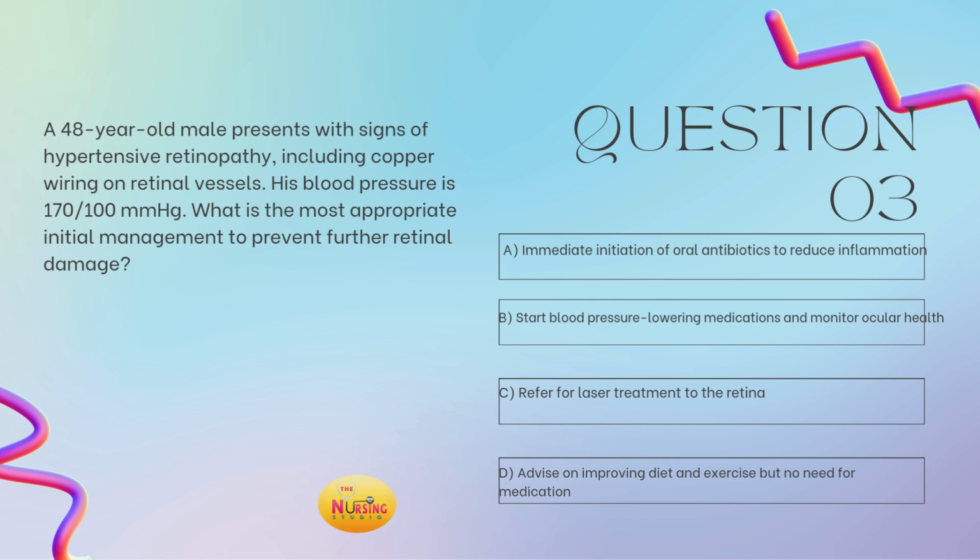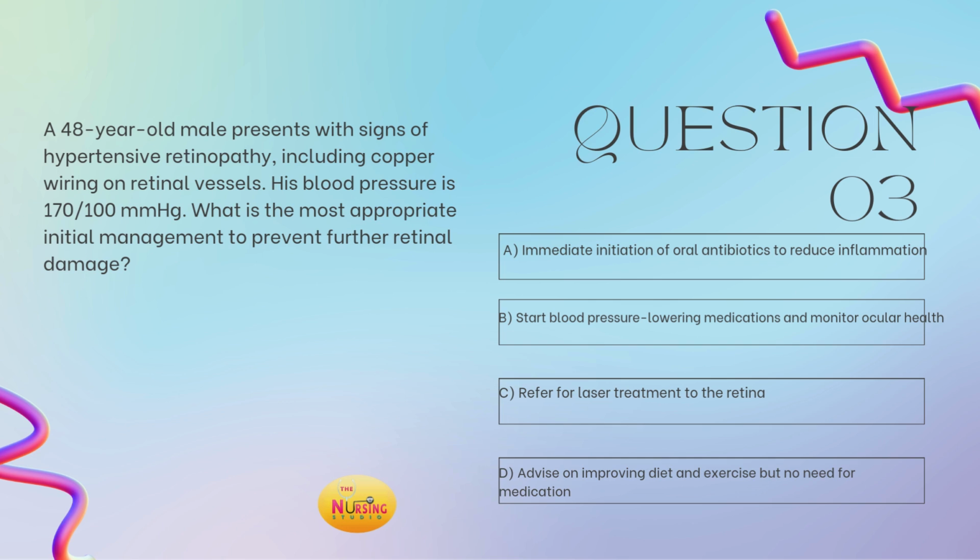Is it A, immediate initiation of oral antibiotics to reduce inflammation? B, start blood pressure lowering medications and monitor ocular health? C, refer for laser treatment of the retina? Or D, advise on improving diet and exercise but no need for medication? Take a moment and tell me what you got, y'all.